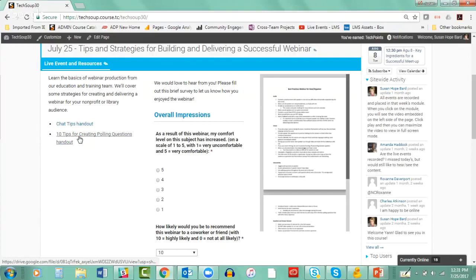There's also 10 tips for creating polling questions. That's another handout that you can use. It's a topic that we're going to be talking about today. And then we also have a best practices document. So each of these things is there for you to use as a resource after the event, or you can download them now.